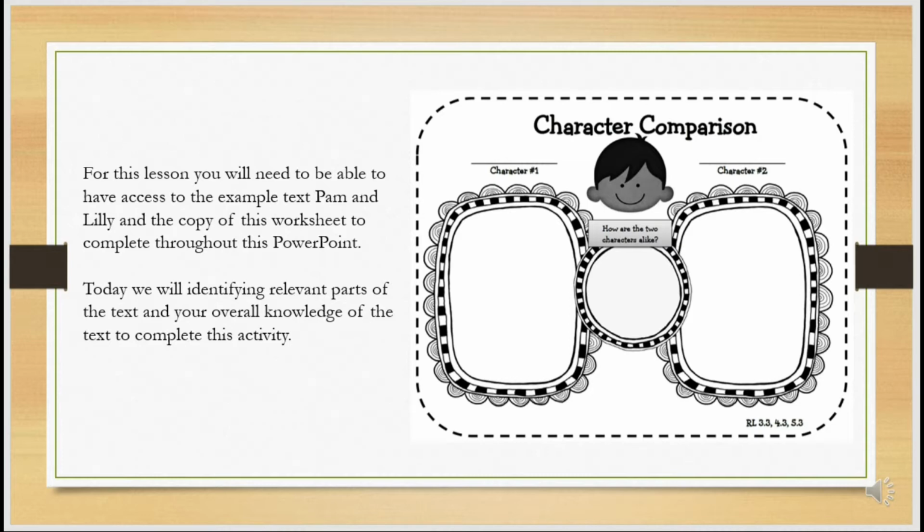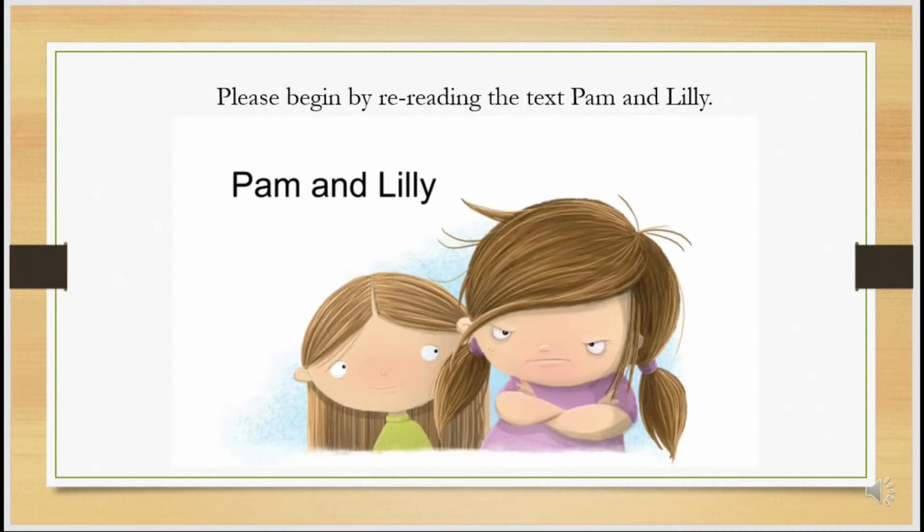We are going to be identifying relevant parts of the text and our overall knowledge of the characters to be able to complete this activity today. So that's a picture of the text. If you were confused about which one it was, that's just our example text that we'll be using for today's example that we are doing together.